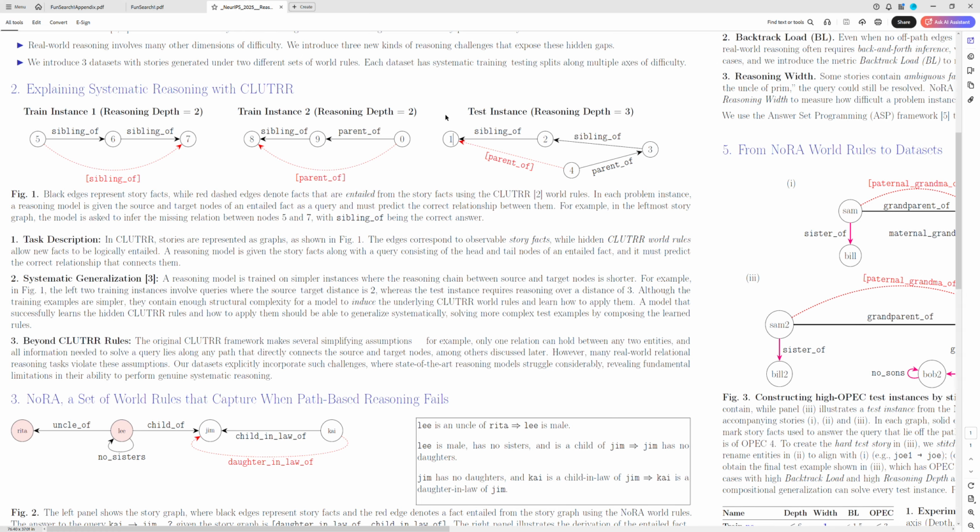So I will tell you two things that Nora and CLUTTR share. The problem instances are framed in the same way as I showed you for CLUTTR. Also, the CLUTTR world rules are very intuitive. I described them to you and they immediately strike you as something that you know from everyday experiences. And these are two things we included in Nora as well. So we don't want to throw away the baby with the bathwater. We want to keep what's good about CLUTTR, and CLUTTR is a fine dataset.